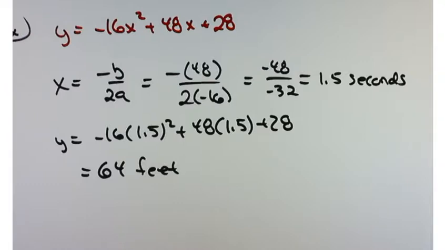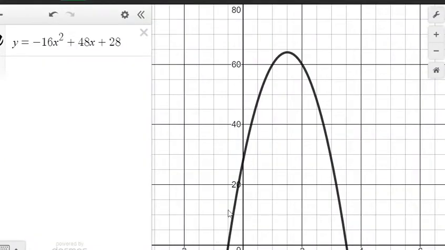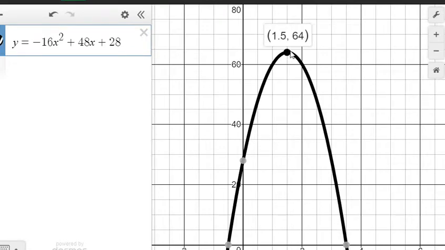If you happen to graph this on Desmos like I did, the cool thing is that if you click up here at the top near the vertex, it should hone in on it for you. So there you go, 1.5 and 64. A nice way to double check your answer before you type it into, I don't know, Newton. That way you don't get set back because you made a rounding mistake or something like that. Double check your answer before you move on.